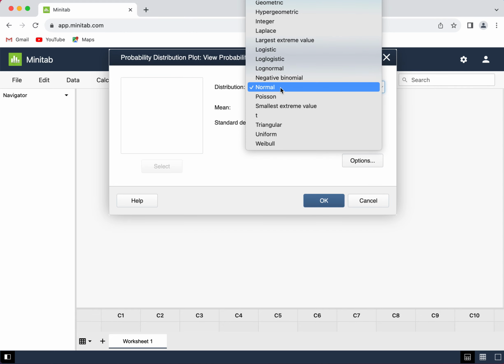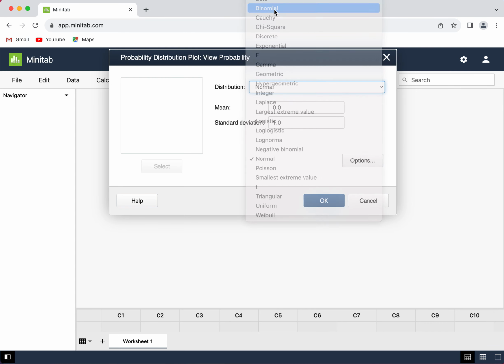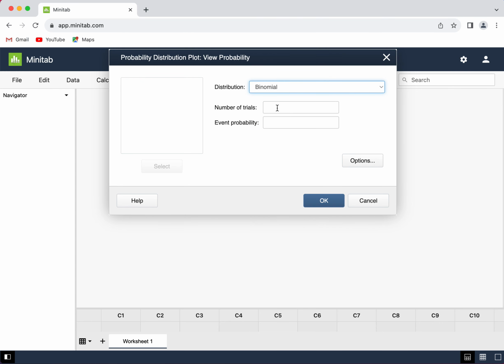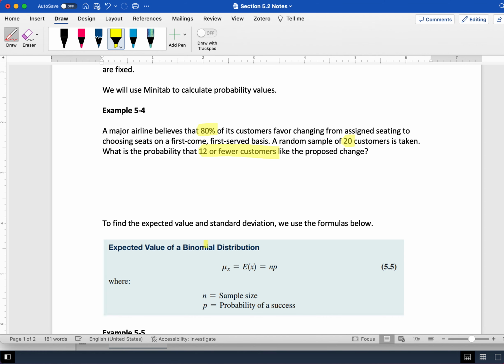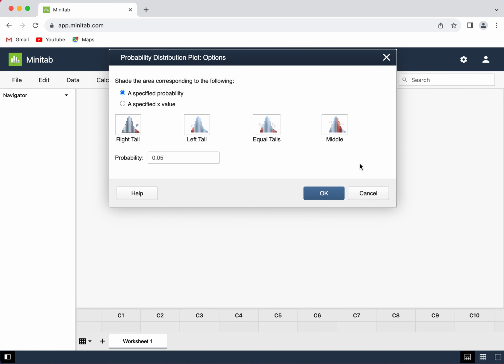Now we change the distribution from normal to binomial, which is all the way up at the top, and we enter the number of trials and event probability from the problem. So my event probability was 80% and I had 20 trials. When I enter the event probability, I enter it as a decimal, so 0.80. Then I click on Options.